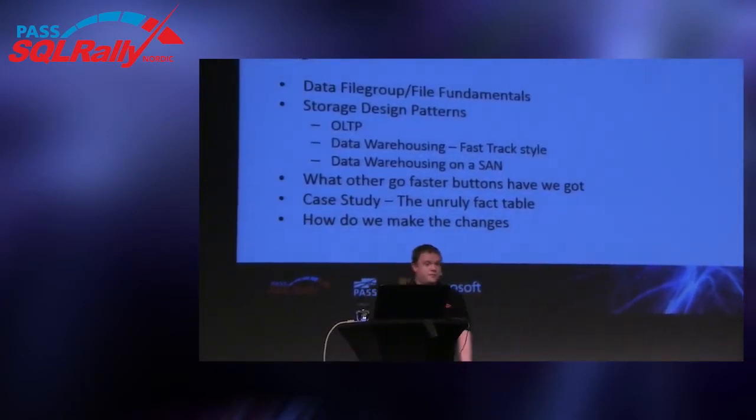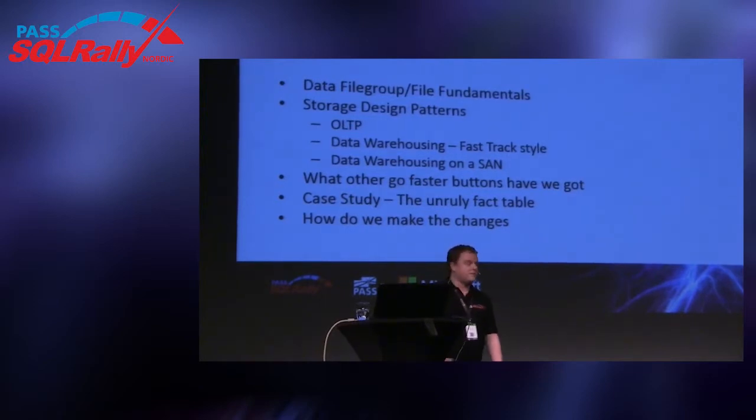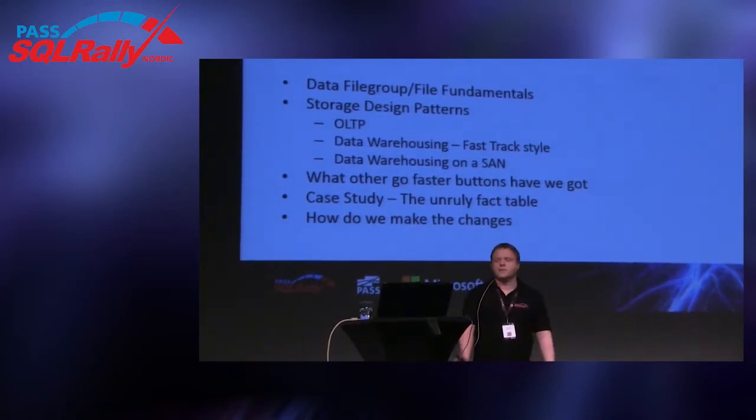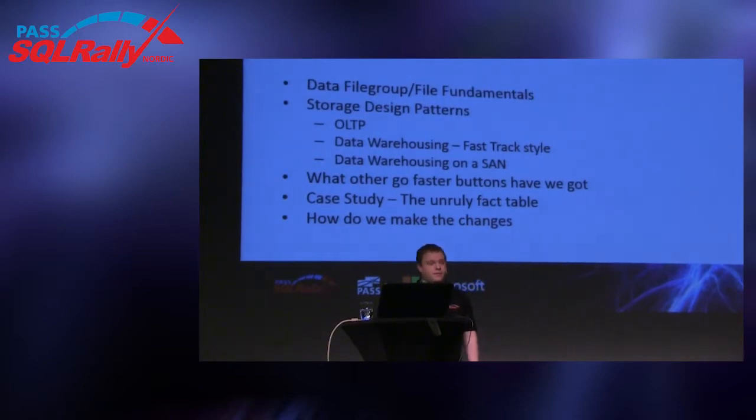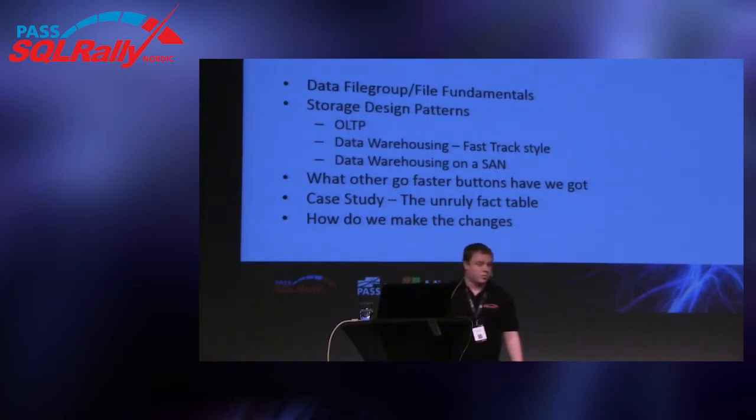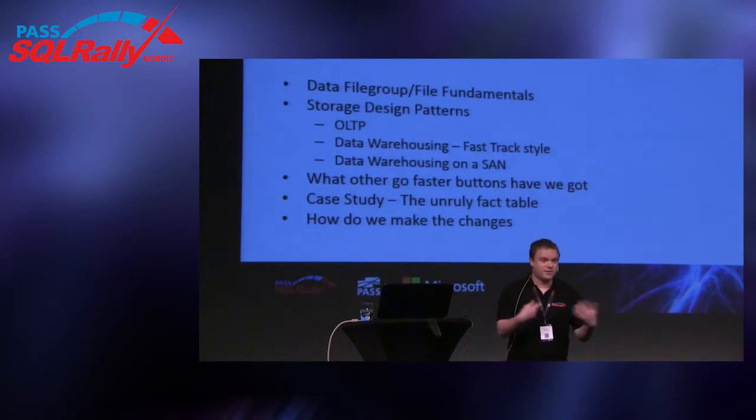So we're going to start off with just some file group and file fundamentals, and it's just data files, so we're not covering tempdb or log files today. I'm going to look at three very common storage design patterns. So cover OLTP, data warehousing and fast track methodology, and data warehousing on a SAN. We're going to look at any other go faster buttons that we might have. And then I'm going to go through a case study. So the first half is a little bit of theory, and the second half is actually applying some of that theory to the case study that brought this whole thing about. And then when I've convinced you that this is all a really great idea and you want to go away and try it, I'm going to show you how you make the changes. And then you can call me on Wednesday, blame your boss when it all goes wrong.